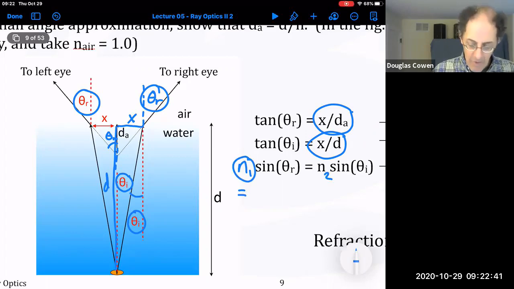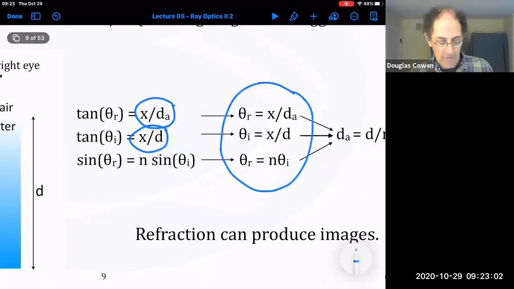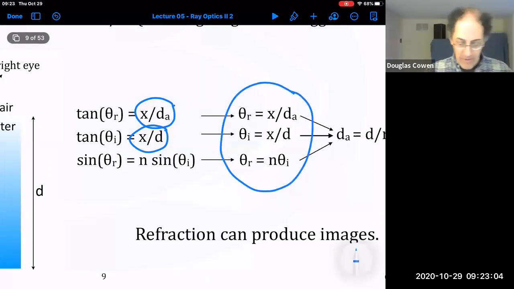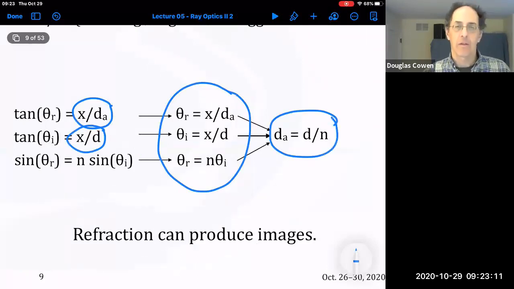Yeah, it's just equal to 1 because it's in the air. So what I do is I simplify Snell's equation by just writing it like this. So there's effectively a 1 in front here that I'm not actually writing out. Okay. And we can simplify all those things using the small angle approximation, and that's done here by just removing the tan and sine as appropriate. And then you can solve for d sub a, and you can show that it equals d divided by n in the small angle approximation.